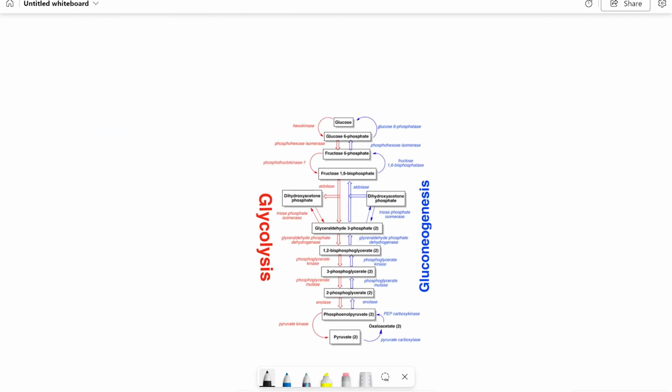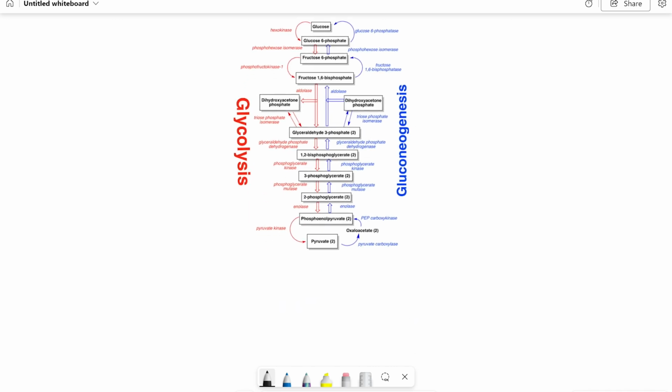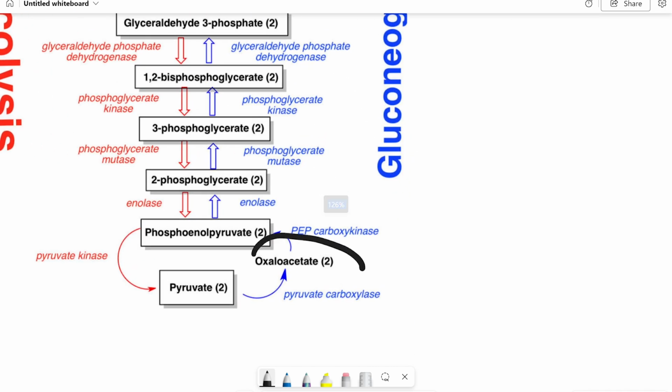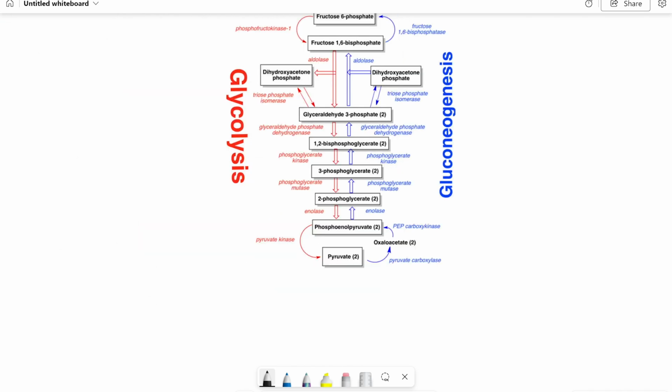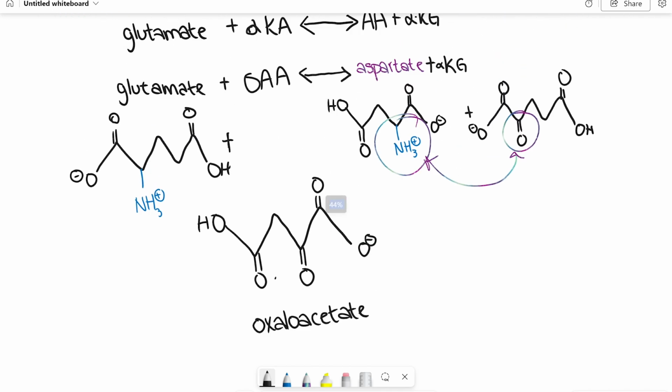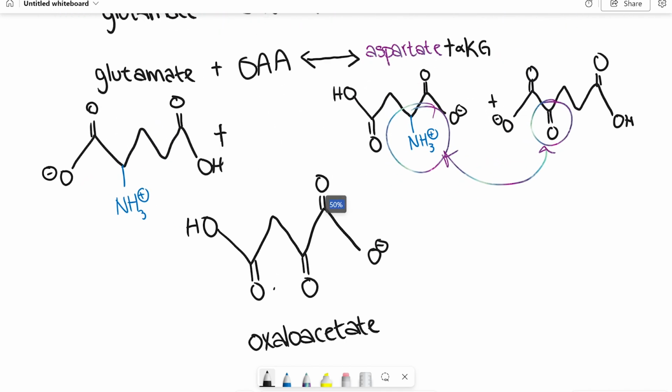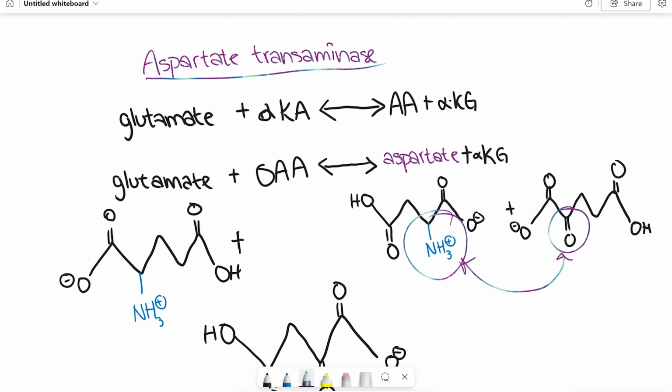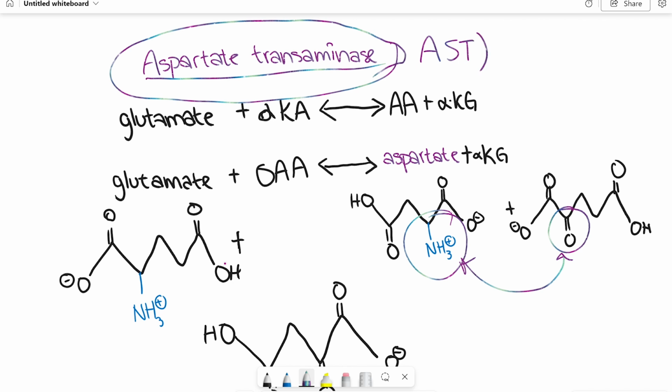And if you think back to how gluconeogenesis and glycolysis were different, you'll see oxaloacetate is one of the molecules that is able to enter gluconeogenesis, but is not involved in glycolysis. So it helps regulate gluconeogenesis. This using aspartic acid to make glutamate and making oxaloacetate from alpha-ketoglutarate, that's a really important reaction. And the enzyme that is specifically used to catalyze or make that reaction happen faster is called aspartate transaminase, which is often abbreviated to just be AST.